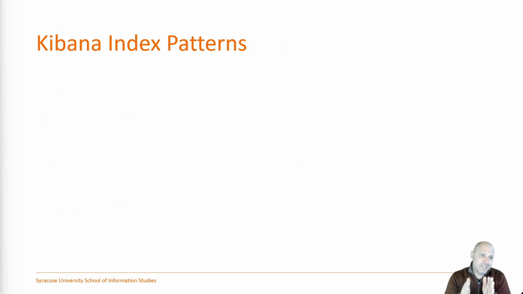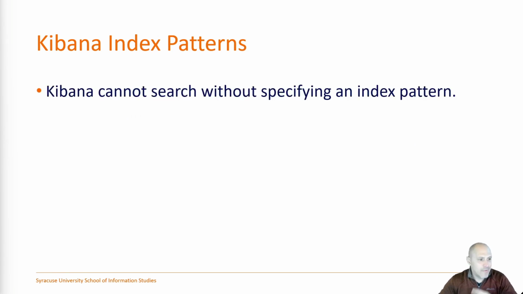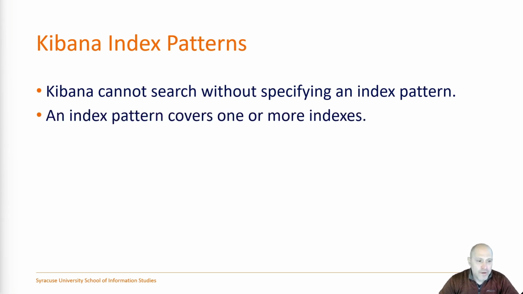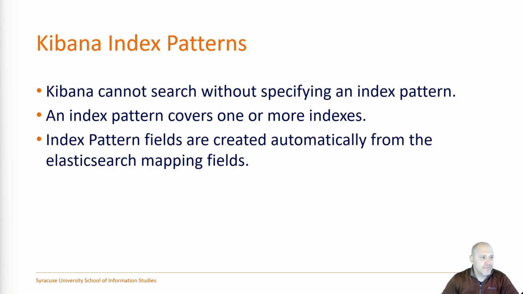So we saw Elasticsearch search, but now let's talk about Kibana search. Kibana can't search without an index pattern. An index pattern covers one or more indexes, and the index pattern fields are created automatically from the Elasticsearch mapping fields. In addition, once that's done, you can customize the fields in Kibana relatively easily compared to the way you would have to do the customizations in Elasticsearch, which is, as you saw, from the command line.